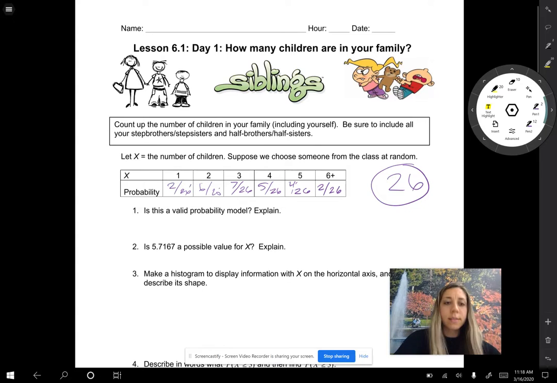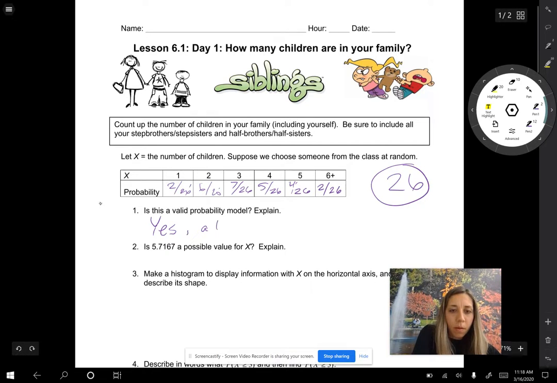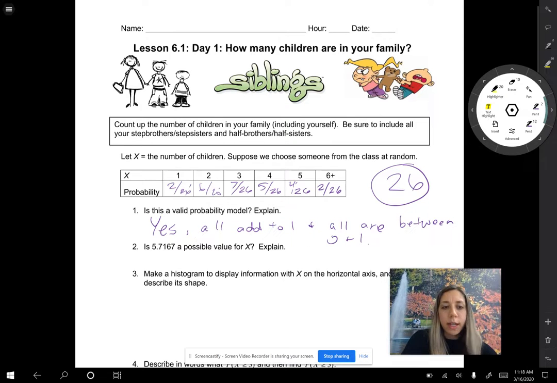So the first question asks, is this a valid probability model? The reason that you should recognize back from chapter 5 why this is a valid probability model is because all of your probabilities add up to 1. And all our numbers are between 0 and 1.